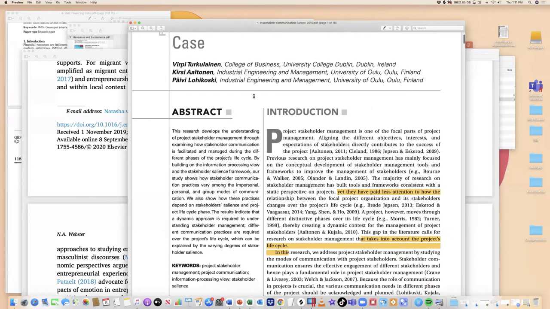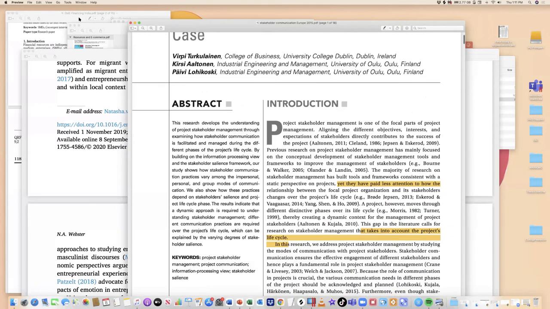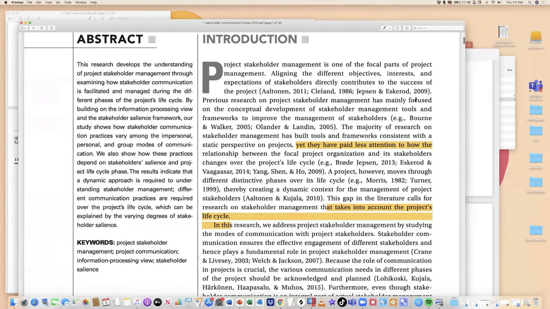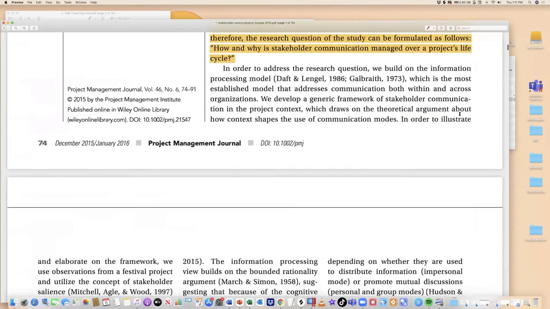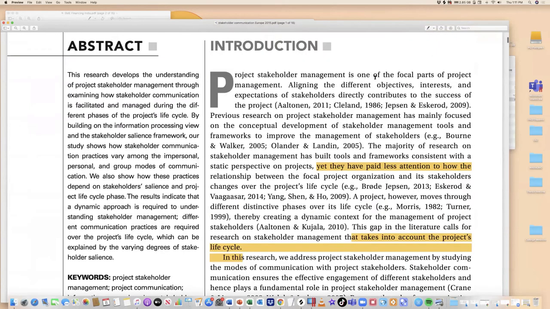People don't know. Managing a festival is a project. That is where the guys are coming from, the argument. So let's look at the paper here. Project stakeholder management is one of the focal parts of project management. You see, aligning different objectives, interests, and expectations of projects directly contributes to the success of a project. Previous research on project stakeholder management has mainly focused on conceptual development of stakeholder management tools and frameworks to improve the management of stakeholders. So that means previous studies on project stakeholder management are just about the tools on how to manage stakeholders.